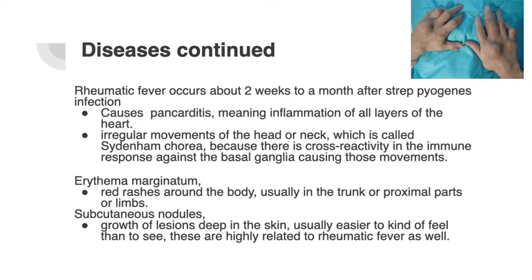And then moving on is erythema marginatum. It's the red rashes that we saw in the first slide. It's kind of all over the body, usually on the trunk or proximal parts of limbs. Next is subcutaneous nodules, and we see that right above in those nodules on the hands. It's definitely not nice to look at. It's the growth of lesions deep in the skin, usually easier to feel than to see sometimes. Other times they are not as pronounced as in this photo. And these are also highly related to rheumatic fever.